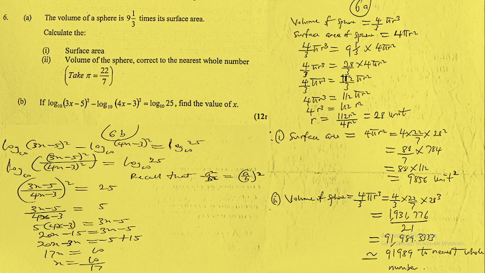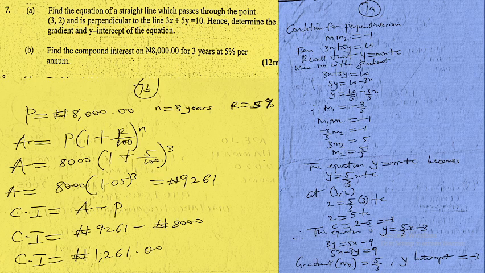Now we are talking about the optional part, where we have to pick 5 questions out of 7 questions. If you are able to solve this correctly, that means you have 12 marks already. Let's jump to question number 7. Question number 7 says: find the equation of a straight line which passes through the point (3, 2) and is perpendicular to the line 3x + 5y = 10. Hence, determine the gradient and the y-intercept of the equation.